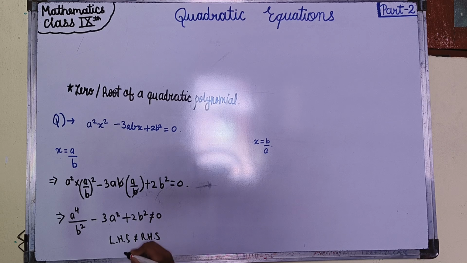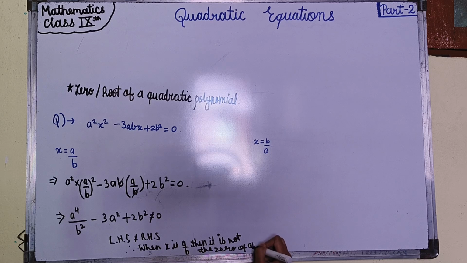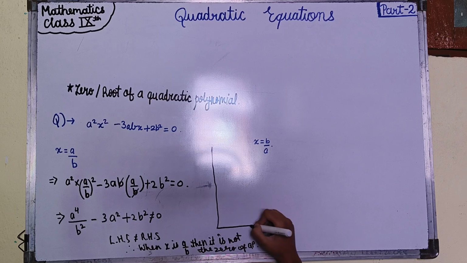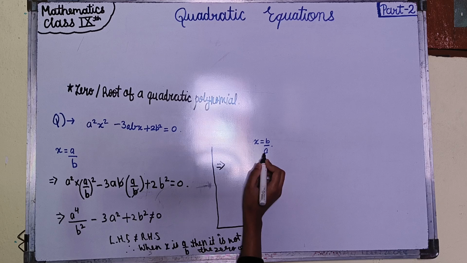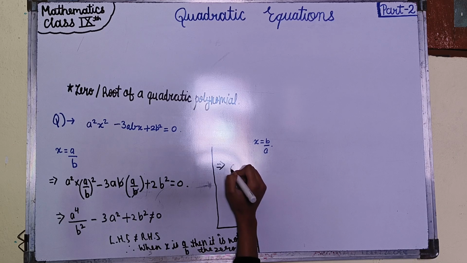So we can say that when x is a upon b, then it is not the zero of the given quadratic polynomial. So I've written this over here. When we put the value of b upon a, let's see what the answer comes.